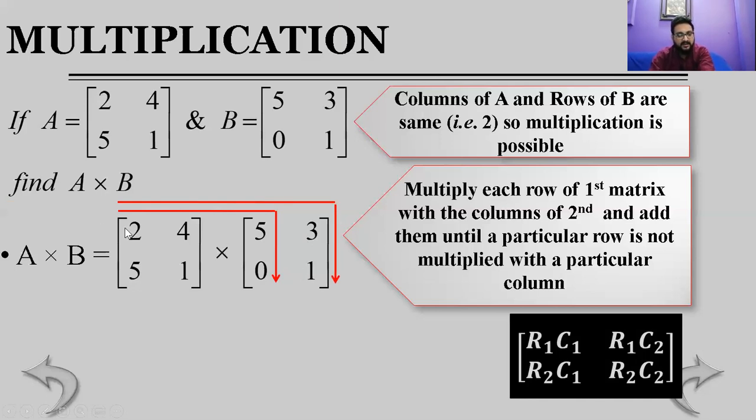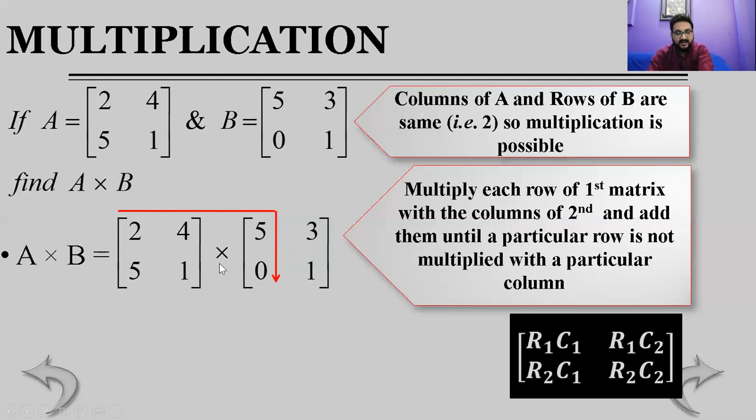2 4 multiplied by 3 1. It means the first value is multiplied to the first value of the second matrix, and the second value is multiplied to the second value. Okay, any confusion in here? Row multiplied by column. First value multiplied to first value, second value multiplied by second value.